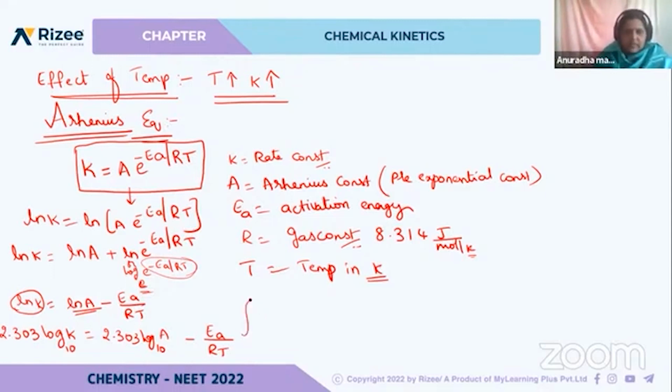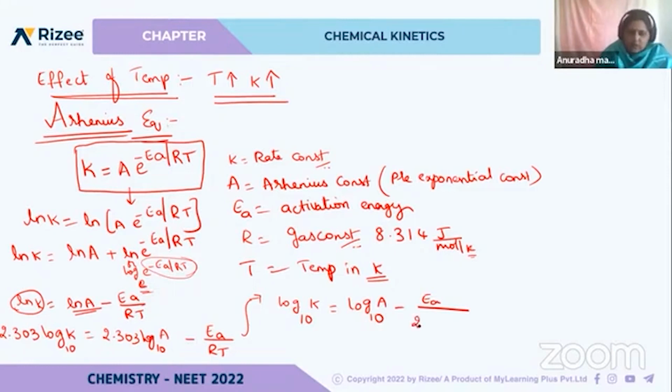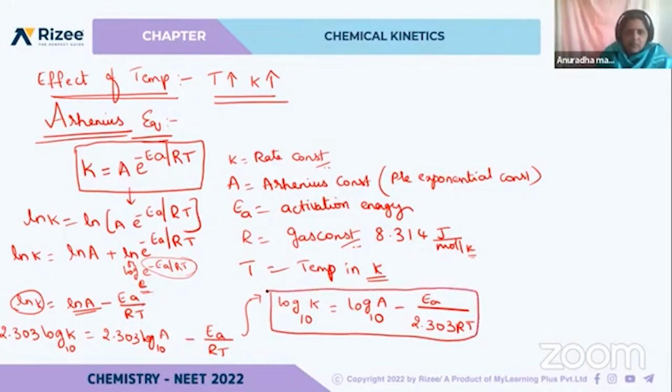So from this, what will we get? Log K base 10 is equal to, we divide the whole thing by 2.303, log A base 10 minus EA by 2.303 RT. So this is our expression, our relation between K and T.